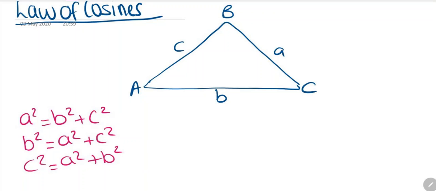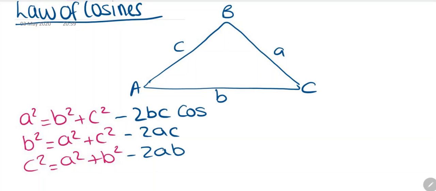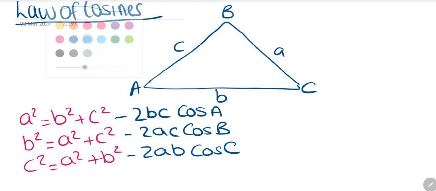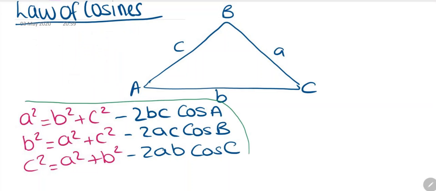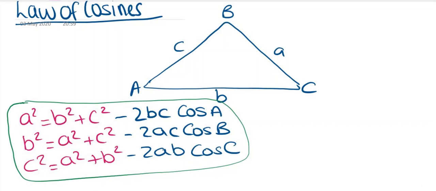The next part of the formula, they all have minus 2, and then it's whichever letters we're using. In this case, it's going to be BC, this is going to be AC, and this will be AB. And then it's multiplied by the cosine of the angle that we're finding. So in this case, A, this would be B, and this would be C. These here are the three formulas that we would use for the law of cosines. Depending on which side we're finding, this is what we'd use.